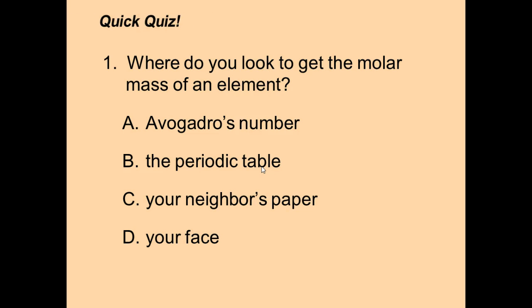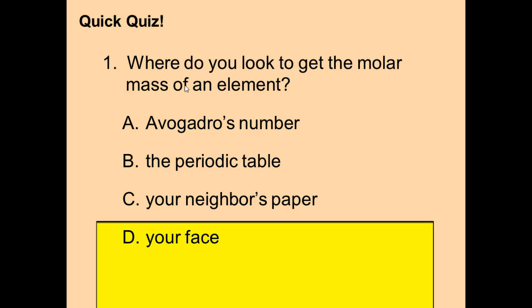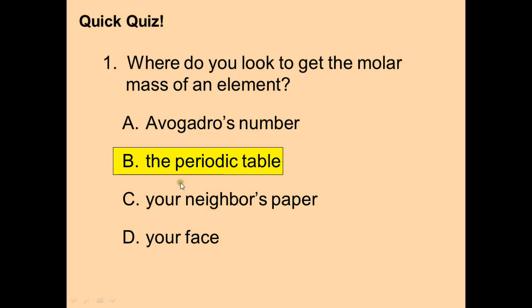So here's a quick quiz to see what we learned. Where do you look to get the molar mass of an element? A. Avogadro's number. B. The periodic table. C. Your neighbor's paper. Or D. Your face. Well, after doing several problems, where did we look to get the atomic mass, or calculate the molar mass of an element or a compound? We looked obviously at the periodic table. All these other answers are just so ridiculous.